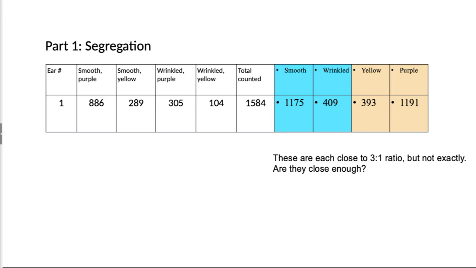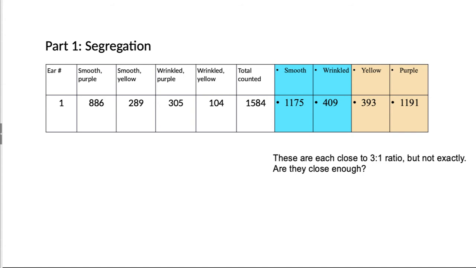But notice that in this case, there is approximately a 3-to-1 ratio for each of these traits. Here you can see in blue we have the smooth and wrinkled trait, and there's about 3 times as many smooth as there are wrinkled. In this case, we'd say that looks pretty similar to Mendel's 3-to-1 ratio. Similarly, with the yellow and purple, there's about a 3-to-1 ratio, with 3/4 of the kernels being purple and 1/4 being yellow.